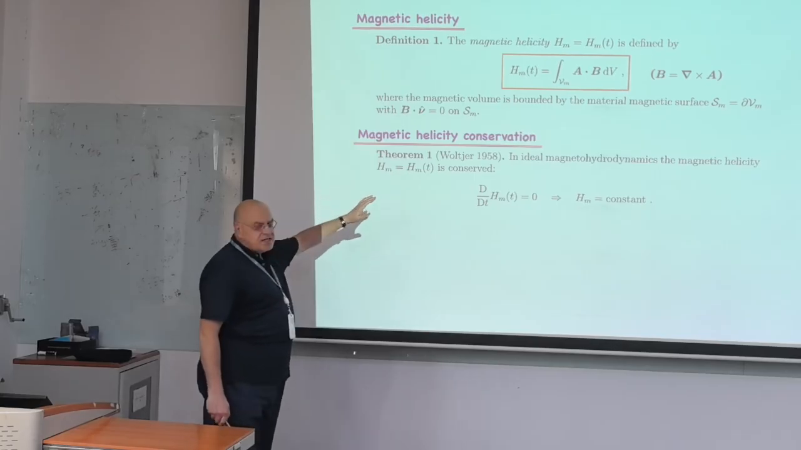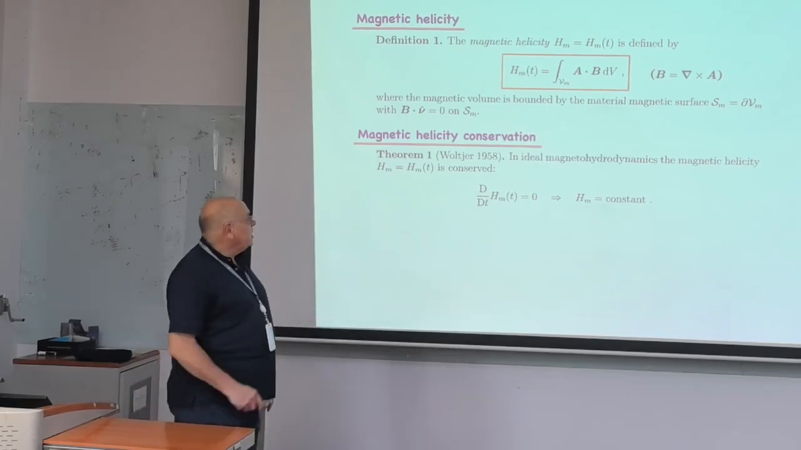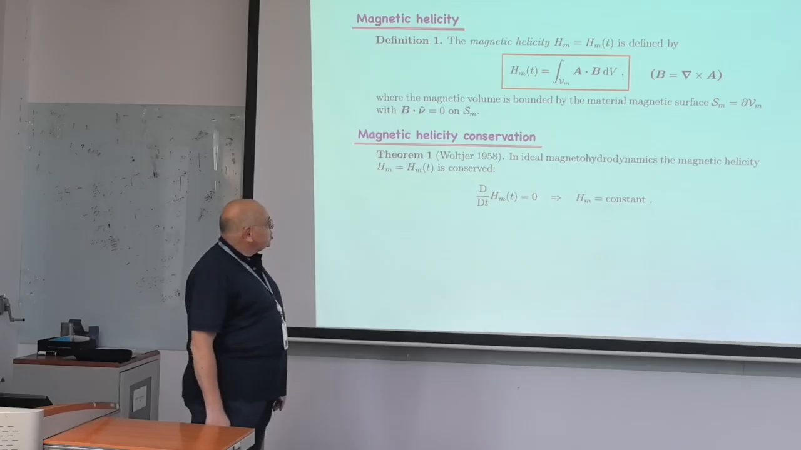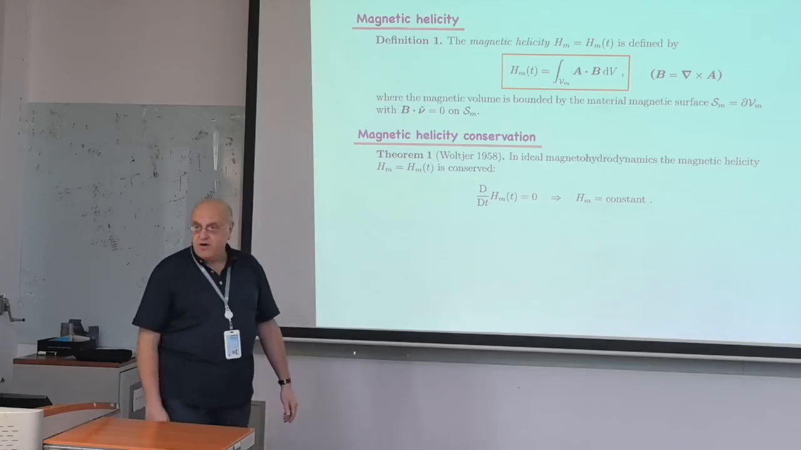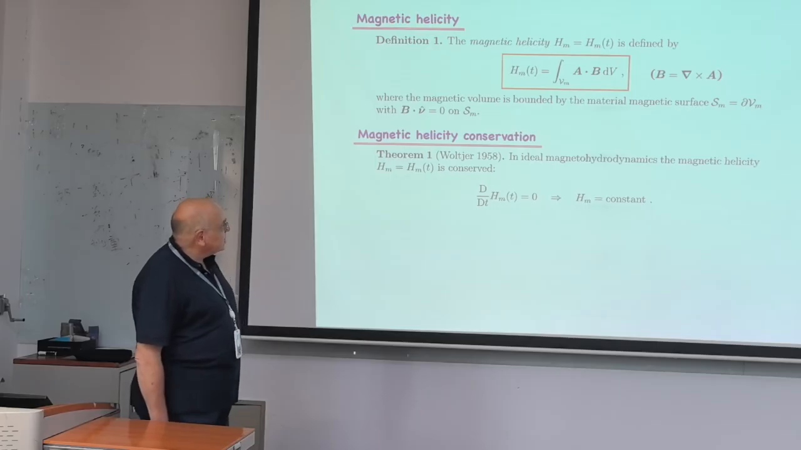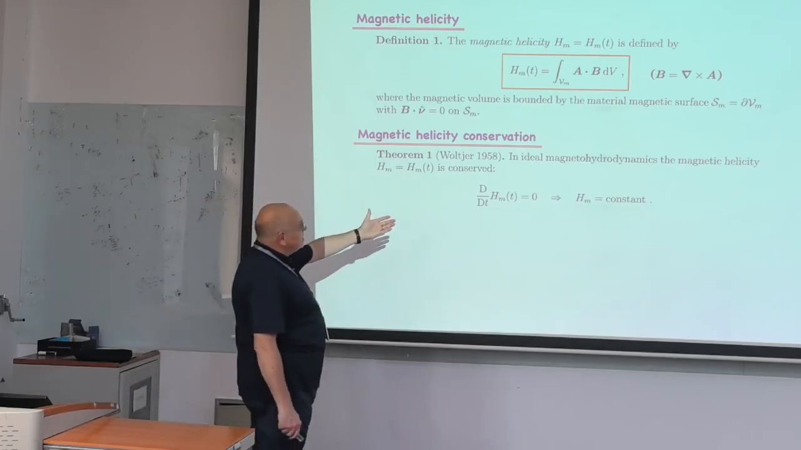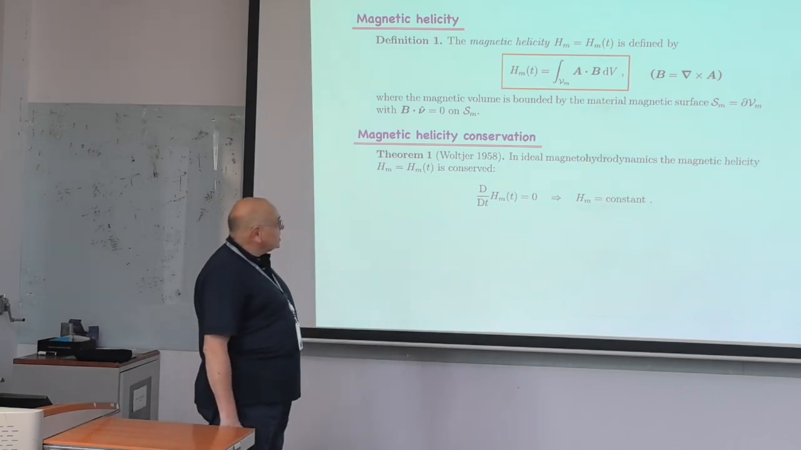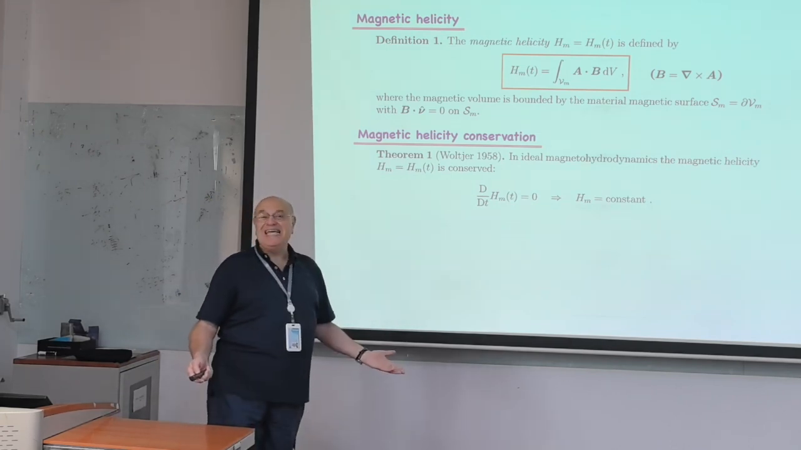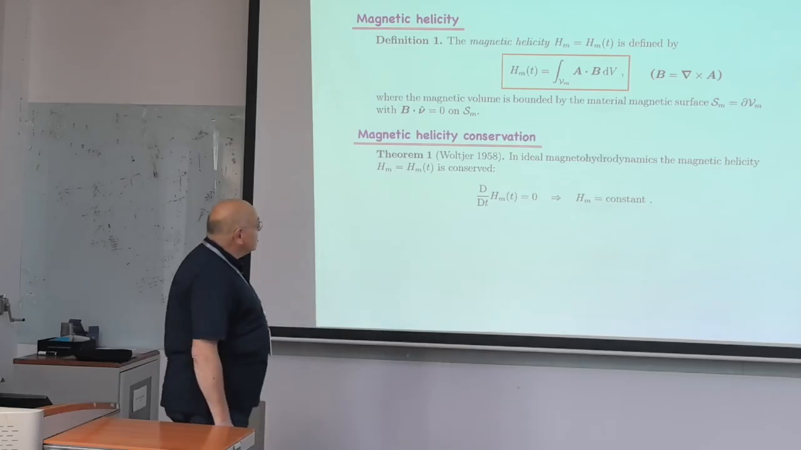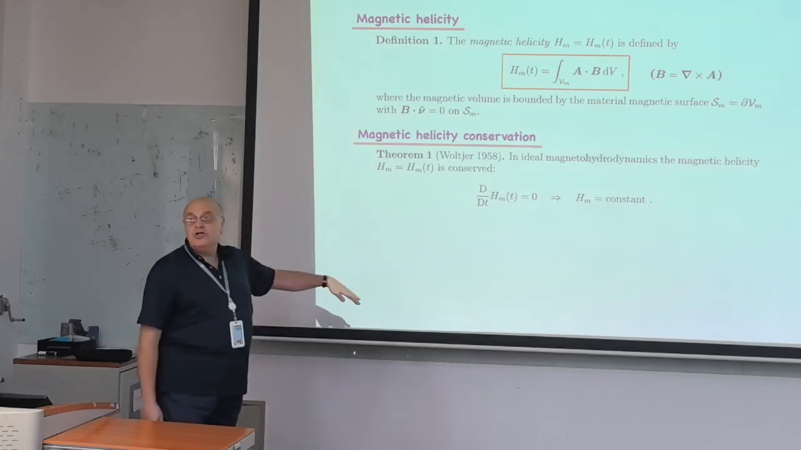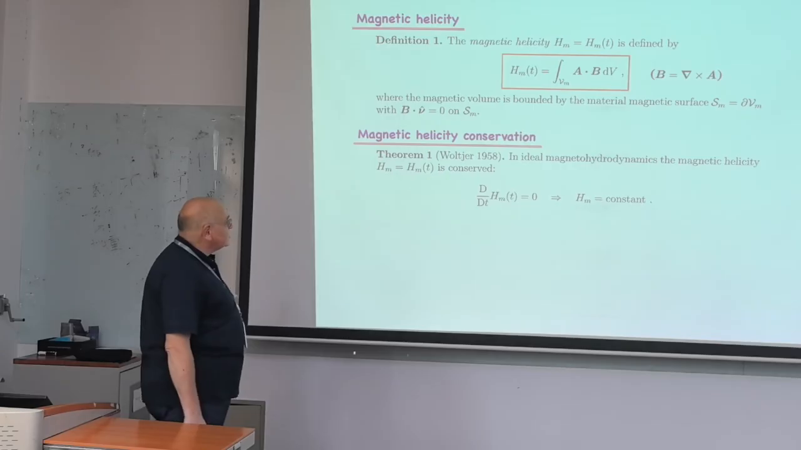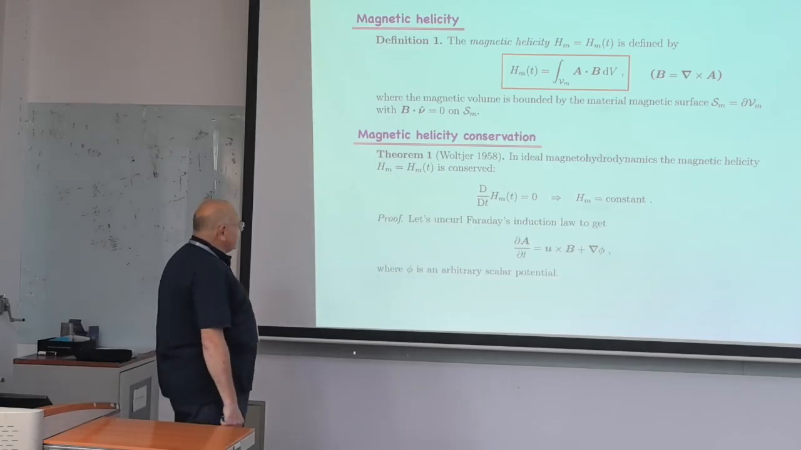The helicity conservation for magnetic field has been shown in 1958 by Woltjer in a PNAS paper, and the statement is simply this: the Lagrangian derivative of helicity should be conserved in time, so it's actually constant. So I'm going to show you this derivation first.